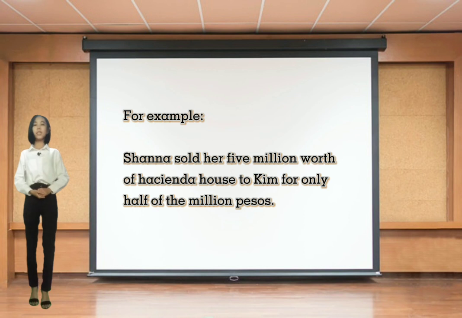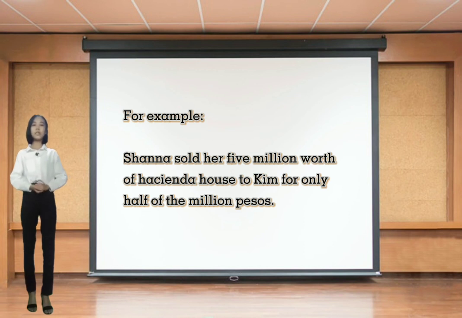For example, Shanna sold her 5 million worth hacienda house to him for only half a million pesos. In that example, you will analyze that Shanna sold her hacienda house for only half a million to him, that's supposedly worth 5 million pesos. The price is cheap compared to the real worth. In that case, there is inadequacy in terms of price.